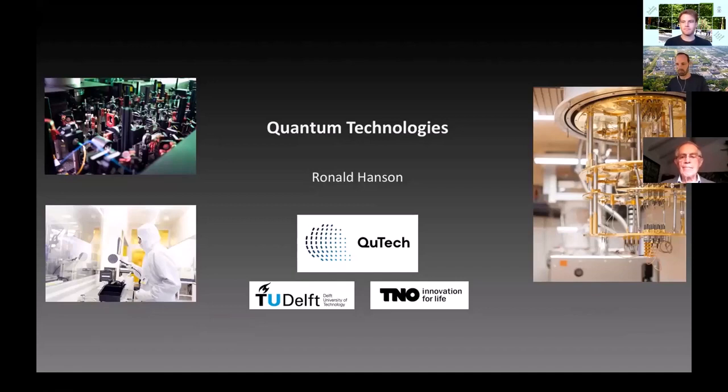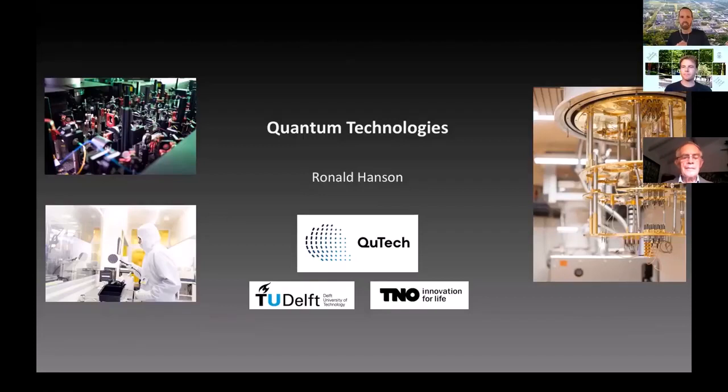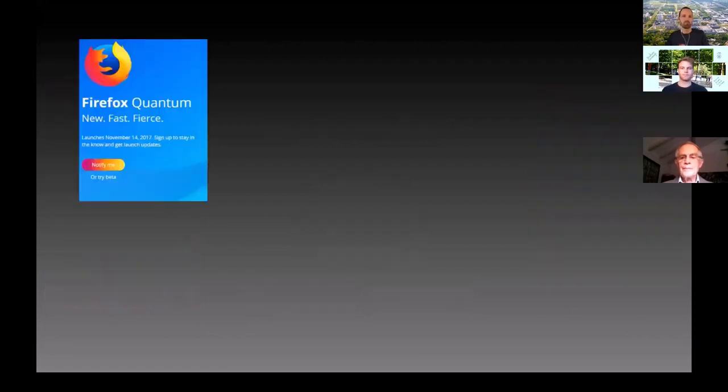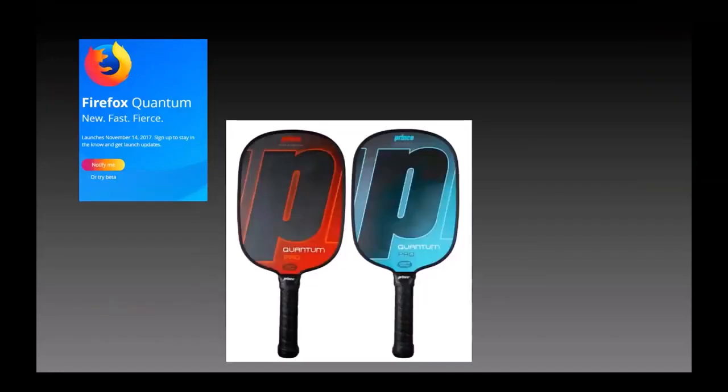Yep, perfect. Okay, so we're going to talk about quantum computing or quantum technologies in a bit broader sense. Actually, if you look around, you may believe that quantum technology is already omnipresent. If you look for a new web browser, you might find Firefox Quantum, new, fast, fierce. So it should do something quantum, it looks like. If you're doing sports, maybe you want to buy a new racket, maybe the quantum version, maybe the best one in town.